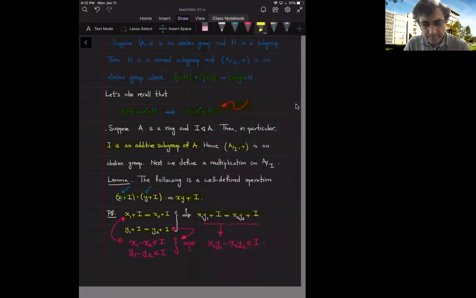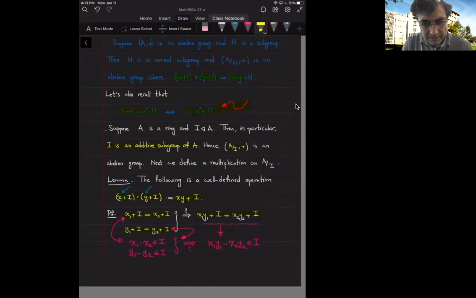Now, why is it well defined? What does that mean? You see, in this definition, I'm using the choice of representatives x and y. A priori, it's not clear why if I choose two other representatives, I end up getting the same result. So let's make it an explicit implication. If x1 plus I is the same as x2 plus I, and y1 plus I is the same as y2 plus I, how do I know that x1y1 plus I is the same coset as x2y2 plus I?